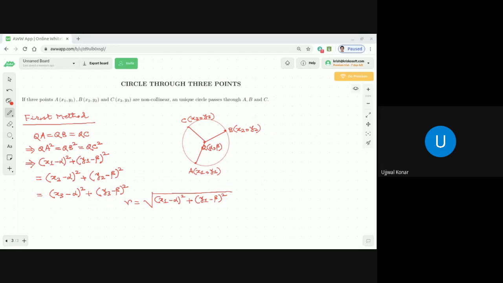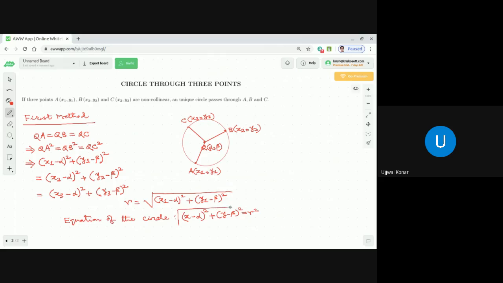So the equation of the circle, from here what we are going to get is x minus alpha whole square plus y minus beta whole square equal to r square. So from here, what can we find out? See, the equation of the circle is now x minus alpha whole square plus y minus beta whole square is equal to r square.